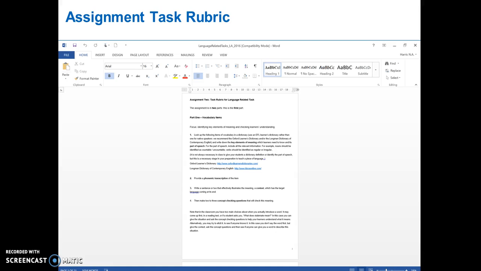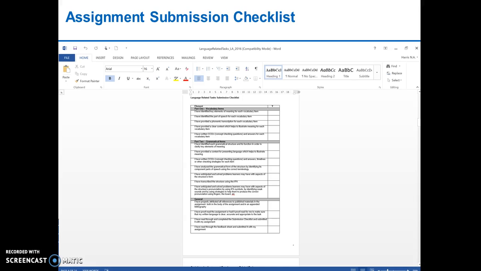So as you can see, all of the questions that you are asked to answer in the assignment relate to the kind of things that happen in a vocabulary lesson in the classroom. Students working with meaning, students working with pronunciation, and then checking students' understanding of that word before they then go on to practice it. We also provide you with an assignment submission checklist.